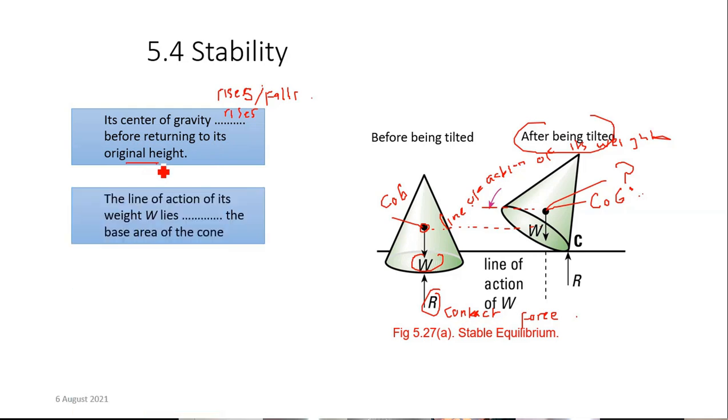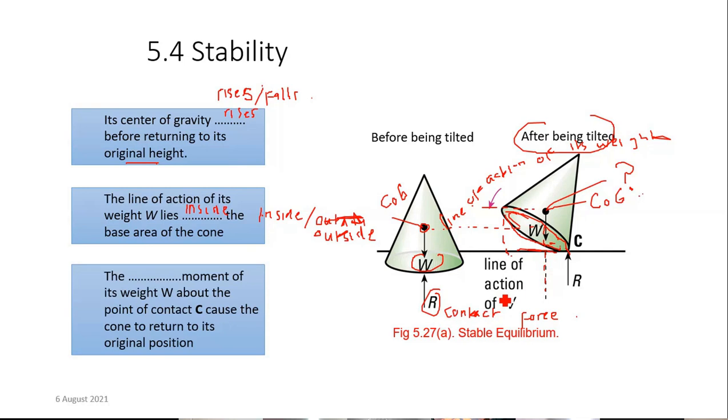Next, let's identify the line of action. The W. This is the base of the object, the cone. What do you think about the W, the line of action from its weight? Is it inside or outside the base area? It is inside the base area. This is the base area.